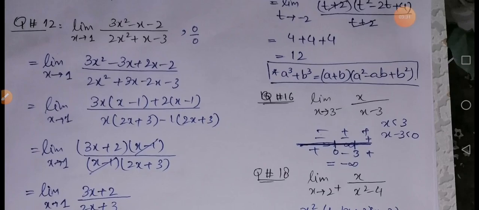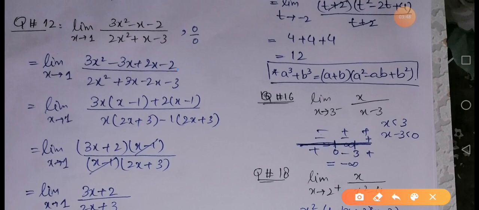Next we have question number 12. Limit x approaches 1 of 3x square minus x minus 2 over 2x square plus x minus 3. Again, when we put x is equal to 1 in the expression, we get 0 by 0, that is an indeterminate form. So it means we have to simplify it, and for this we have to factorize it.